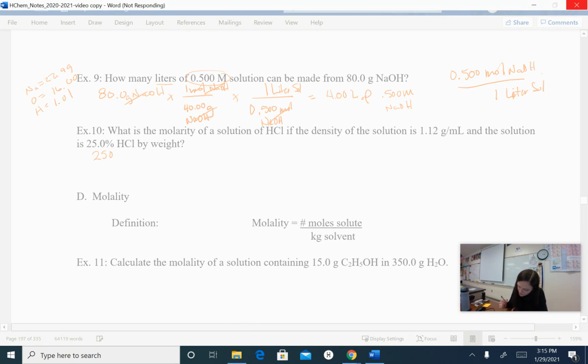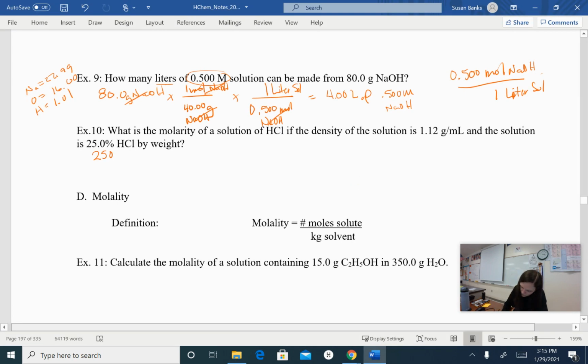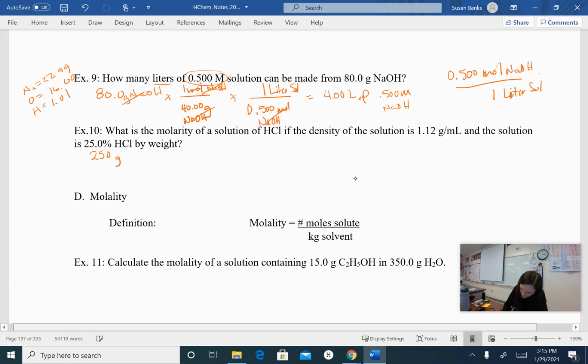25% of 1,000 grams is 250. So I'm going to have 250 grams of hydrochloric acid in 1,000 grams of solution. Okay, so we want moles per liter. So I'm going to get my hydrochloric acid into moles.